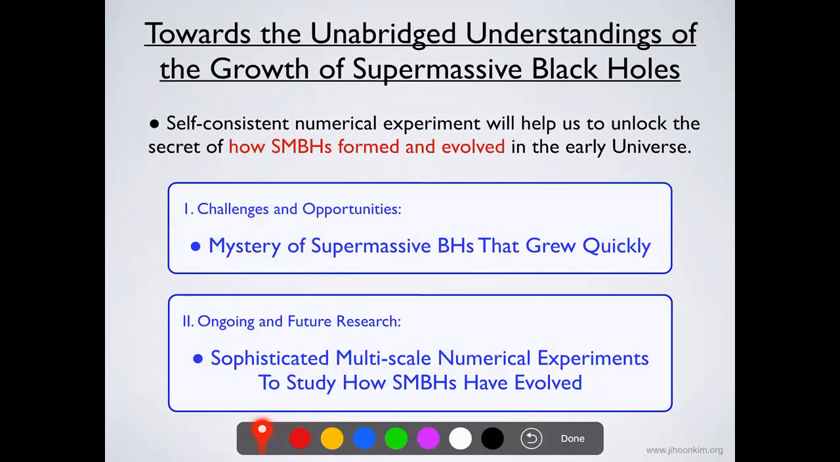So thank you very much. I hope this was a chance for you to think about the mysteries of supermassive black holes, high-z supermassive black holes, and imagine what kind of missing physics, or new physics, we could include to solve this mystery.